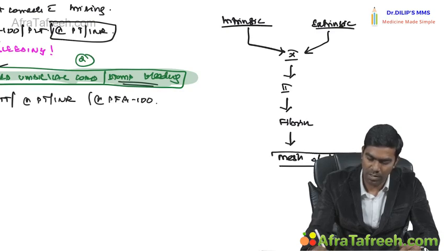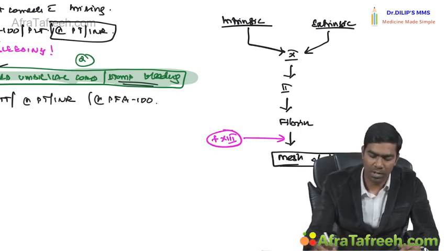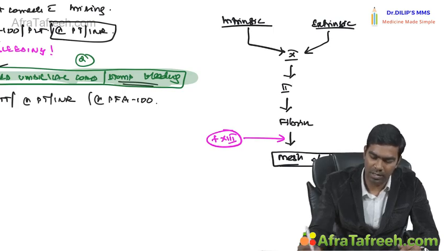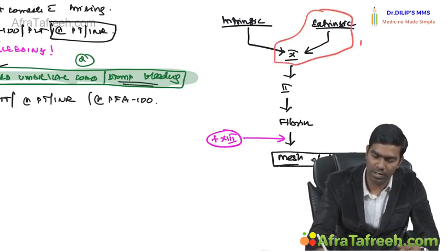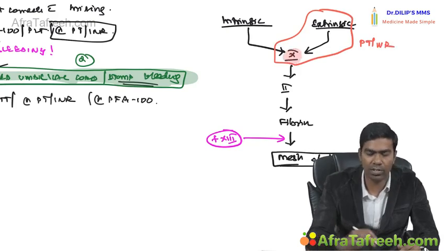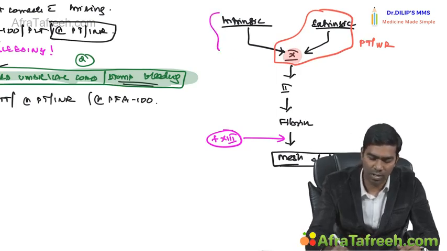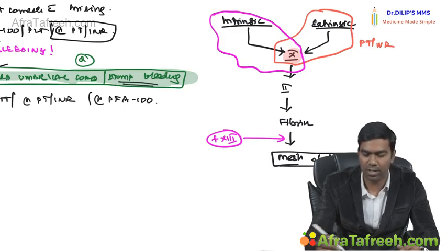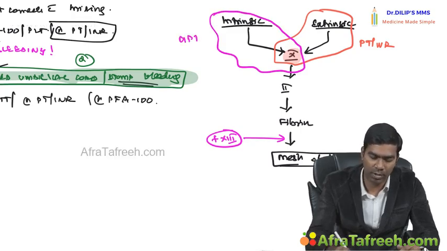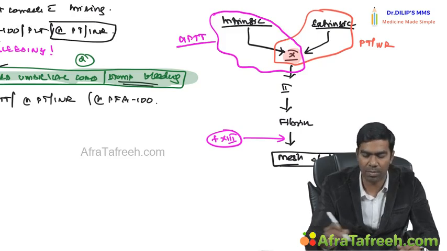And to form this fibrin mesh, you need this factor 13. In a nutshell, remember, your PT-INR measures the extrinsic pathway and common pathway. Remember, this 10 is what we refer to as the common pathway, maybe up till 2, that's all. And your APTT is going to measure the intrinsic and the common pathway.